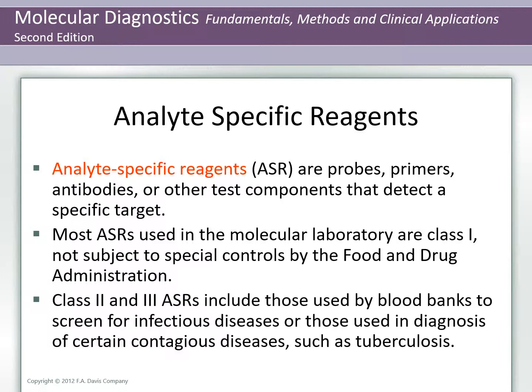Approved molecular methods include tests that utilize FISH, hybrid capture, PCR, and microarray technologies. Class 2 and Class 3 ASRs include those used by blood banks to screen for infectious diseases and those used in diagnosis of certain contagious diseases such as tuberculosis. Class 1 ASRs are not subject to special controls by the U.S. FDA. The test performance of Class 1 ASRs is established during validation of individual laboratory-developed tests.